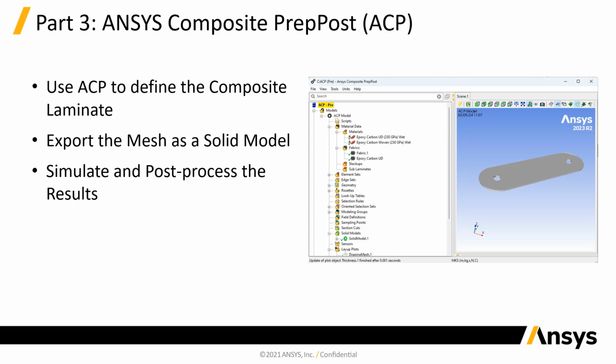In part 3, we'll use Ansys Composite Prep Post, or ACP, to define the composite laminate and use that definition to generate a solid model that will export to Ansys Mechanical for analysis. We'll then apply the same loading conditions simulating the thrust force of the quadcopter motor and post-process the results.